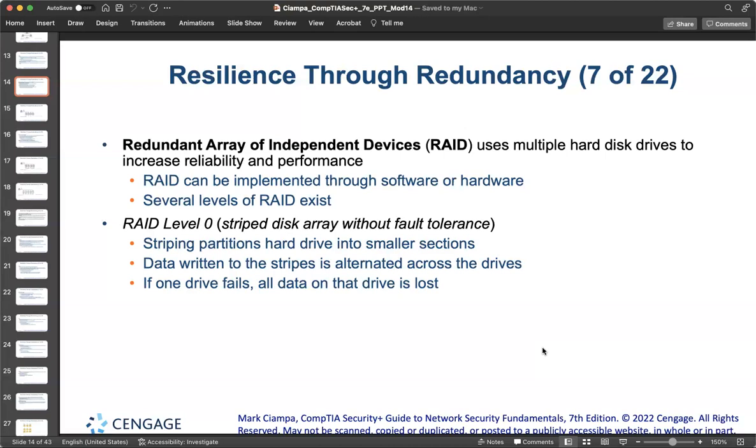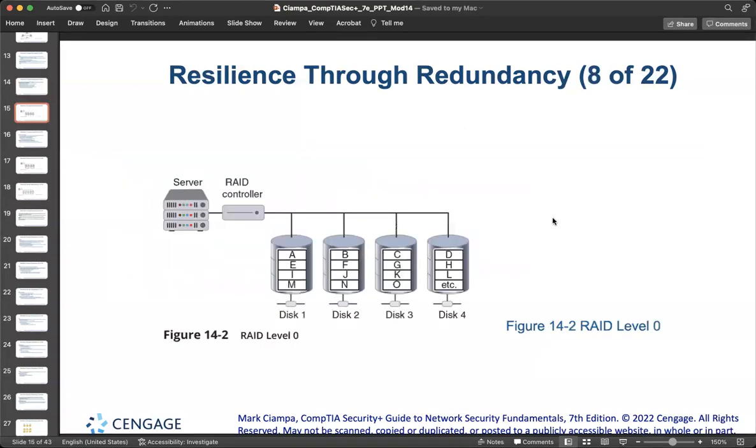If one drive fails in RAID 0, all data on the drive is actually lost, and there's no way for you to be able to recover that.